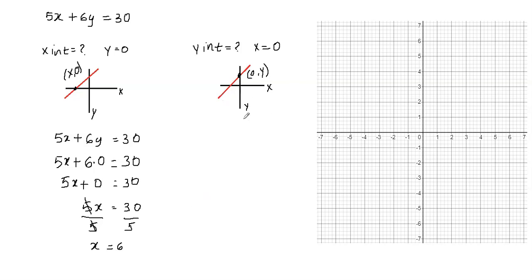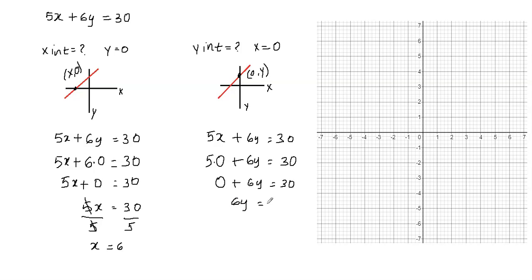Now let's find the y-intercept. To find the y-intercept, we're going to plug in x equals 0 in the equation and solve this equation for y. So I'm going to write my equation again, 5x plus 6y equals 30. And we're going to substitute x equals 0 in this equation. So this is going to be 5 times 0 plus 6y equals 30. And then 5 times 0 is going to be 0 plus 6y equals 30. And 0 plus 6y is going to be 6y equals 30.